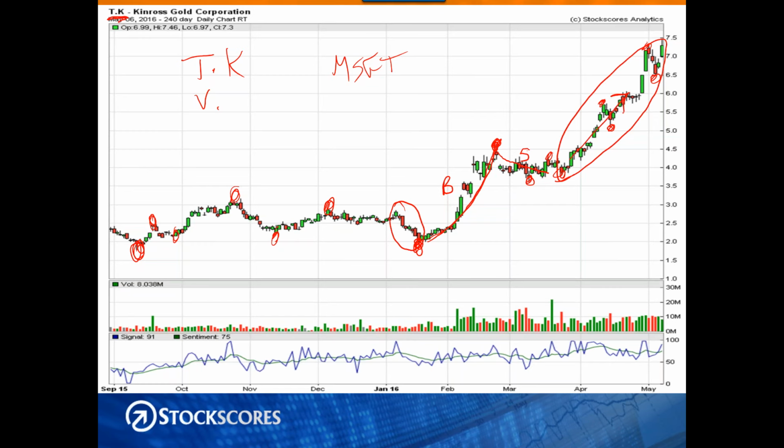So the inflection points are where control changes. The stock is going up, it stops going up, it starts going down. The stock is going down, it stops going down and starts going up, change of control.